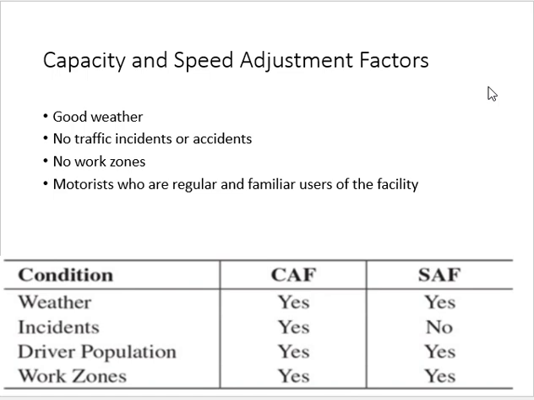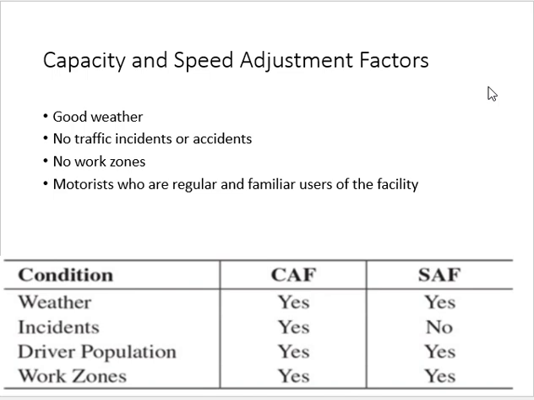So if you have a problem with weather, if you don't have good weather, then you need the capacity adjustment factor and also the speed adjustment factor. If you have a traffic incident on the highway, then you need the capacity adjustment factor, but you don't need the speed adjustment. Clear? And the same thing for the other two.